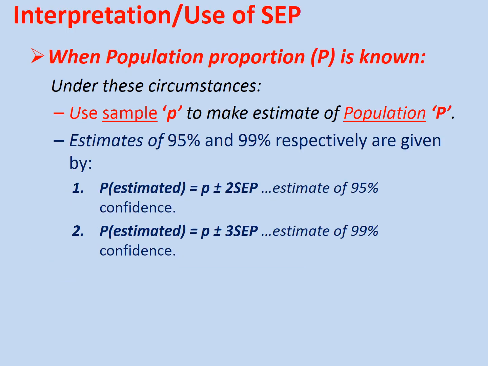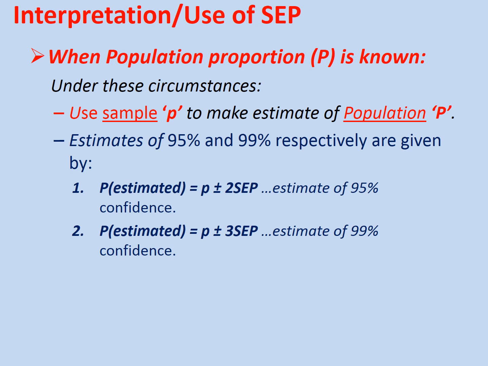So we have already seen one situation of the use of standard error of proportion, in which we already knew the population proportion, the proportion of males in the whole population. Now let's see the second situation, when the population proportion, that is capital P, is unknown. In that case you can use small p. Small p stands for the sample p.